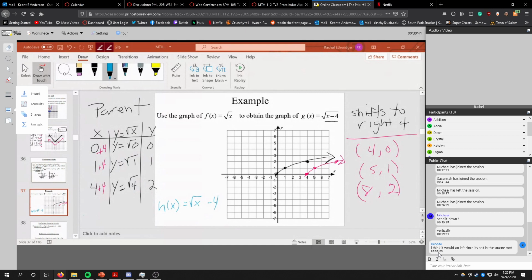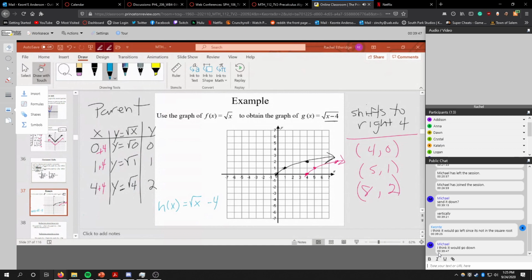Okay, I got a few answers here. You're right, it would go down, because the 4 is not in the parentheses. So when the -4 is outside the parentheses, or outside the square root, that means it would go down 4.